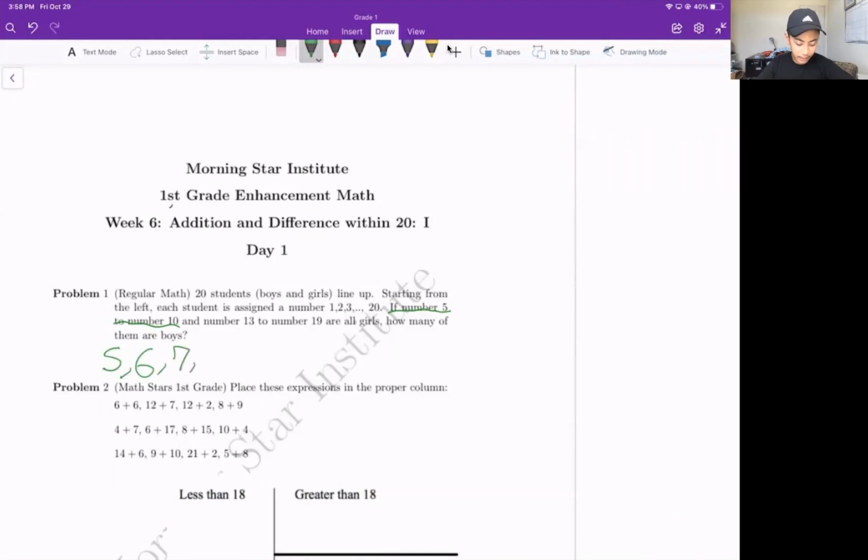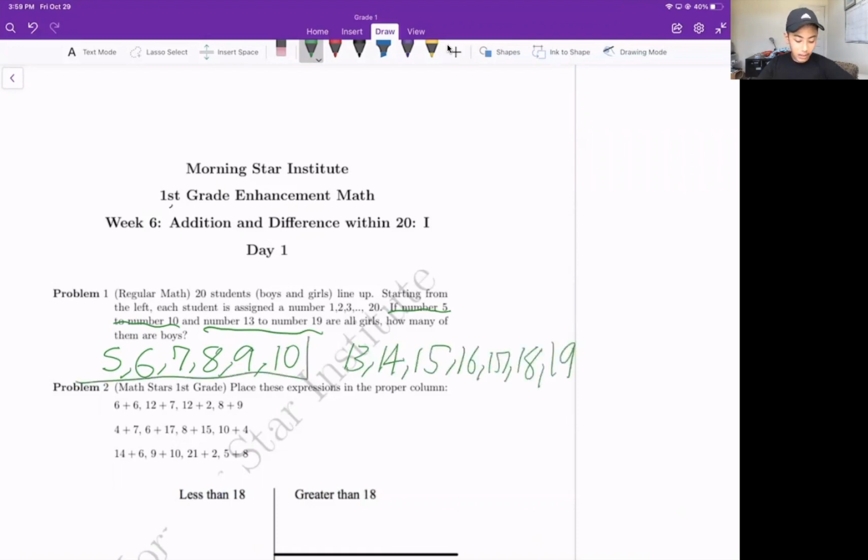5, 6, 7, 8, 9, and 10. And right here it says number 13 to number 19 are also girls, so we can also label it out 13, 14, 15, 16, 17, 18, and 19. As we can see here, this is 6 numbers, so 6 people plus right here it's 7, so 7 girls equals in total 13 girls.